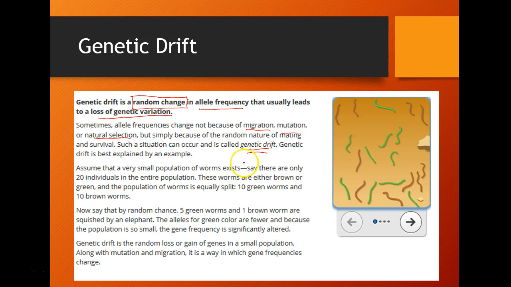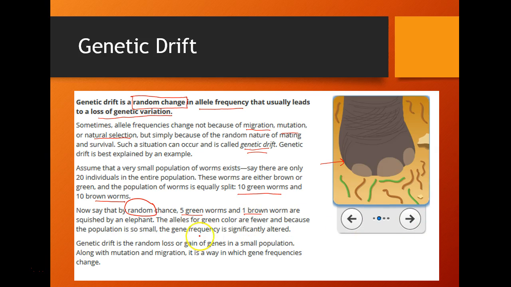Okay, so here's an example. Let's see, if we look at this example right here, we have different color worms. Some are brown and some are green. And just for simplicity's sake, let's say that there are 10 green and 10 brown. Okay, so 10 green worms and 10 brown worms. And let's say by random chance, 5 green worms and 1 brown worm are squished by an elephant. So we see here that we have now lost 5 green worms and 1 brown worm.